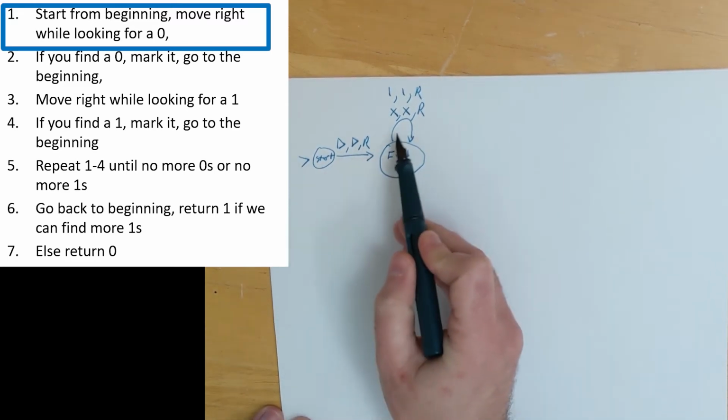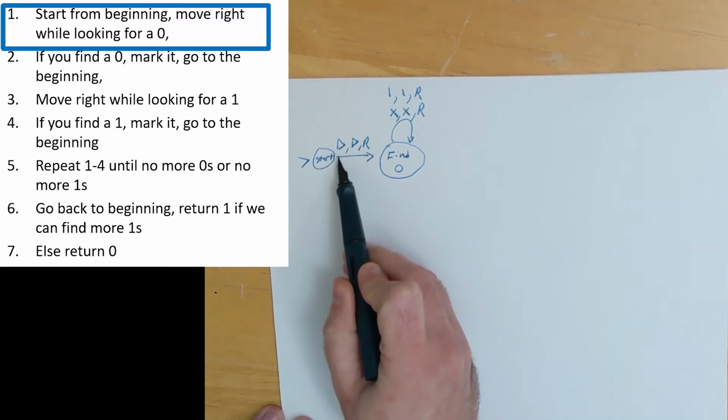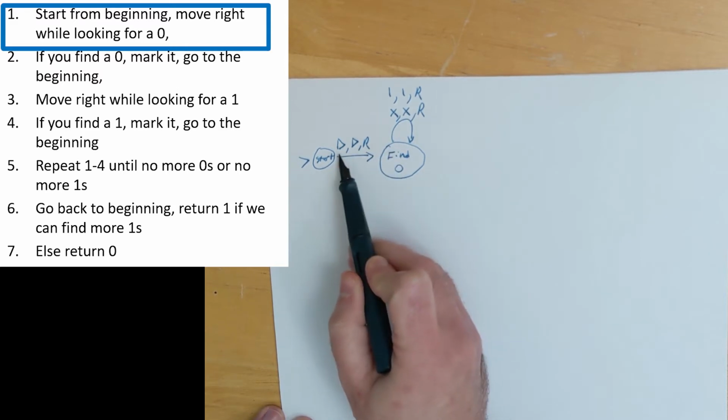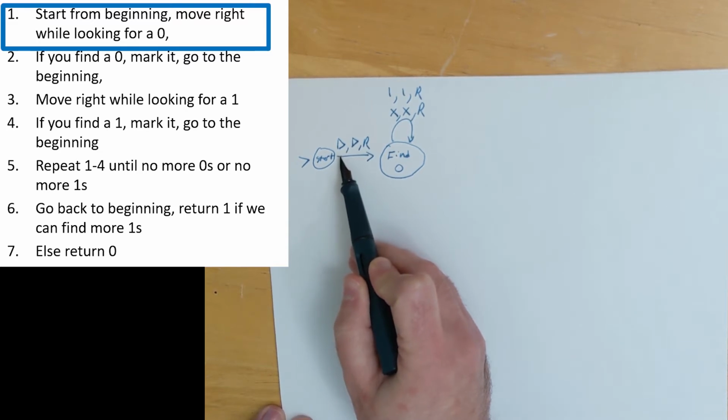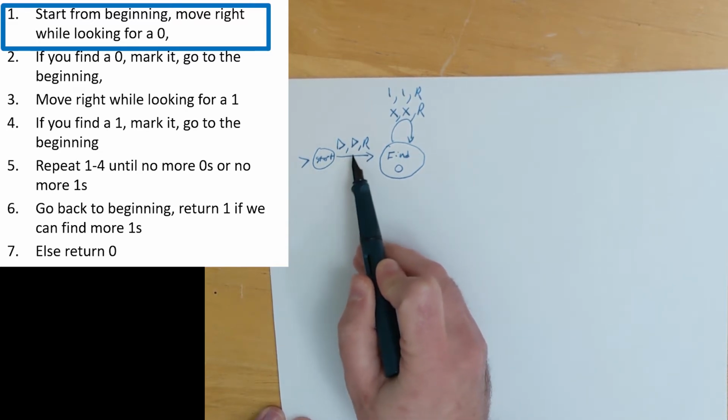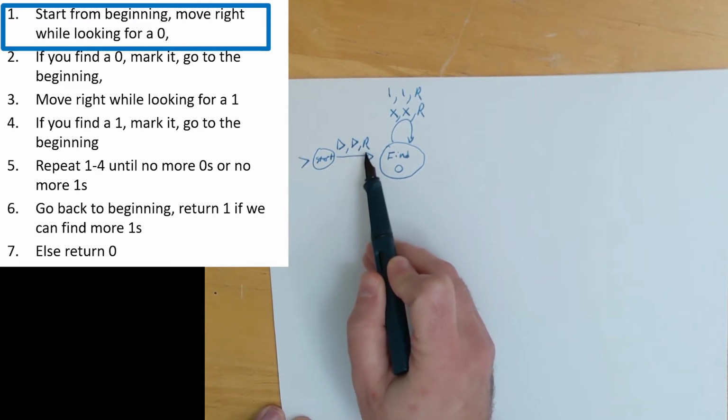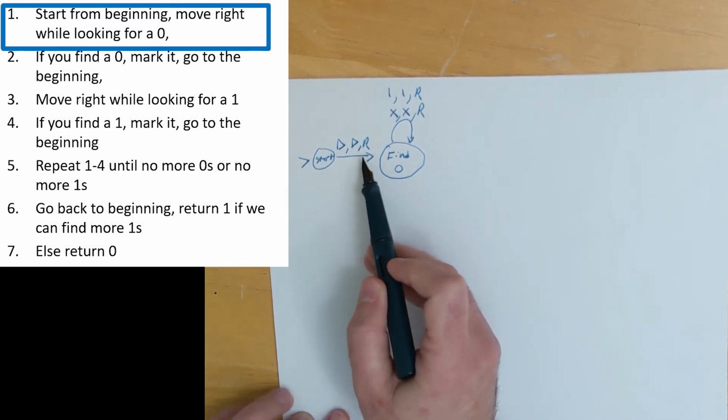Each of these transitions that we see here is labeled with a triple. The first thing in the triple is what character we're reading from the tape at the current position. The next character on this transition is what we're going to write at that location to the tape. And then the third character is what direction we're going to move on the tape. R is for move to the right, L is for move to the left, and S is to stay in the same position.